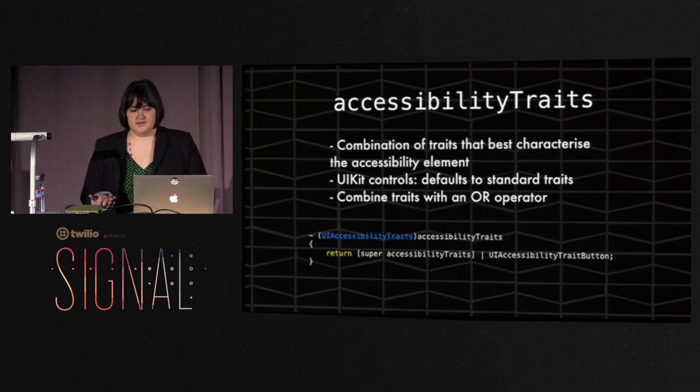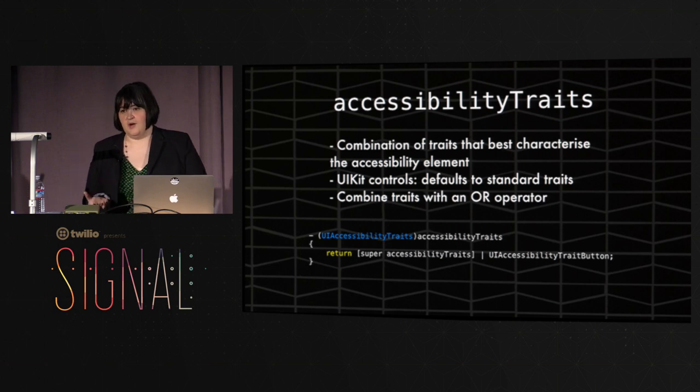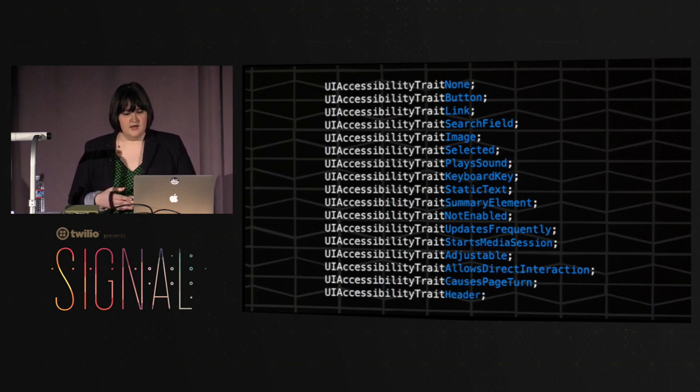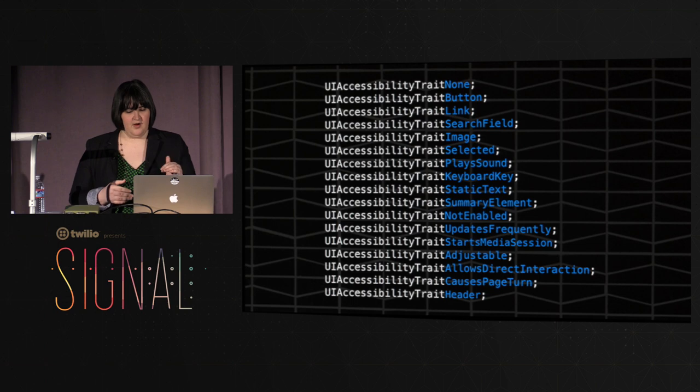So accessibility traits basically characterize what the element does. And for UIKit controls, most things have quite a few traits by default. You can also combine traits if you want. It's very easy to do. You just put an OR operator in. You can also, if you've subclassed something, access the superclass's accessibility traits. This is a list of all the different traits that you get. Most of these are available in iOS 6 and onwards. If you need to do anything before iOS 6, I think about half the list isn't so usable.